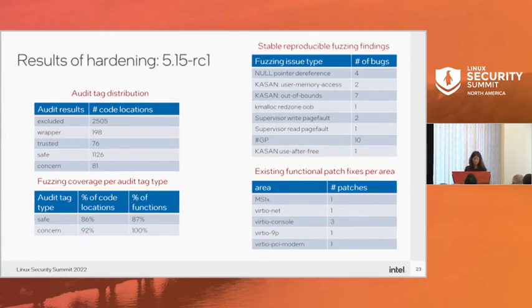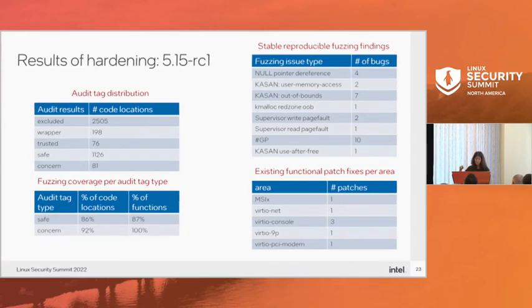And you can see it's not 100%, but we're working on it. Especially for concern items, sometimes it's very corner cases how you need to reach a particular location. You need certain things to be enabled and so on. We have found a bunch of bugs. The audit, basically these concern items, means that we have found some issue in the code.